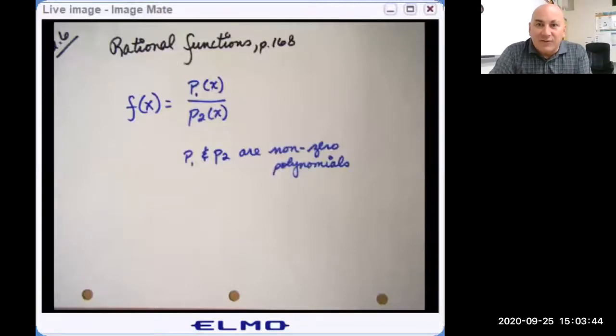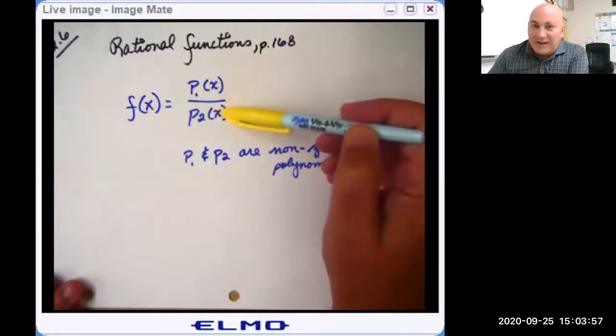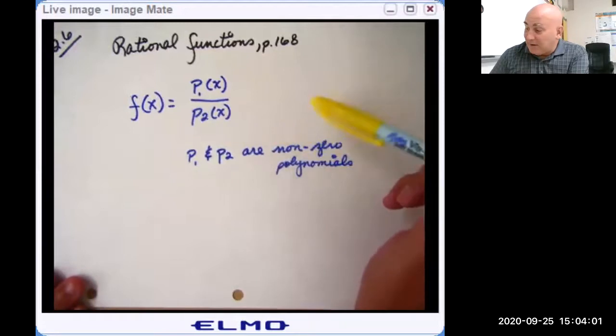Hello, pre-calculus students. Today we're going to learn about rational functions. And as you can see by the screen I'm sharing, a rational function is where we take one polynomial and divide it by another polynomial, and we're going to get some really funky graphs out of that.